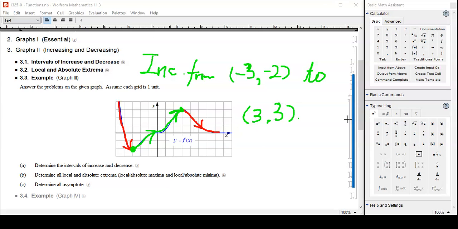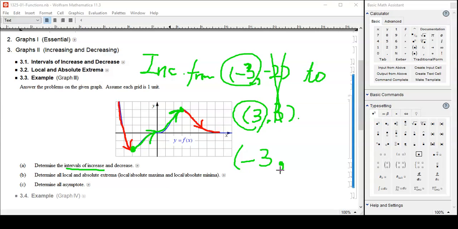And this statement is correct. This graph increases from -3 comma 2 to 3 comma 3. Look at this green segment. The statement itself is correct, but that's not an interval of increase. The interval of increase resides in the domain, so you have to answer in terms of the x-coordinate alone, irrespective of the y-coordinate. You have to answer like this: -3 comma 3, x-coordinate only. Does it make sense?